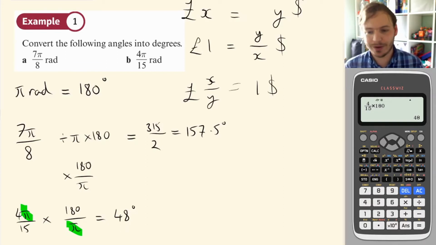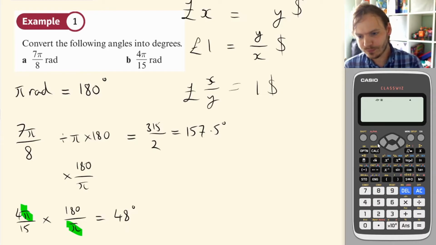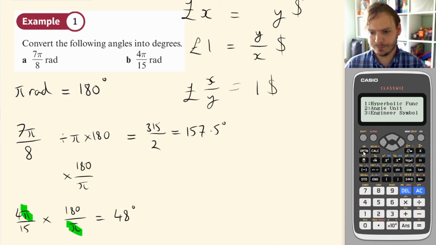Now you can also do this directly on the calculator. You don't have to memorize this conversion. The calculator will do it for you, and this is how you do it. On the calculator, there is an options button right here, and that gives you 3 options. And the one we care about is 2, the angle unit. So if you press option and then 2, you get this list of 3 different angle units: degrees, radians, and one we don't care about called gradians. And what we do is we just press 1 and we get this little degrees symbol in here.